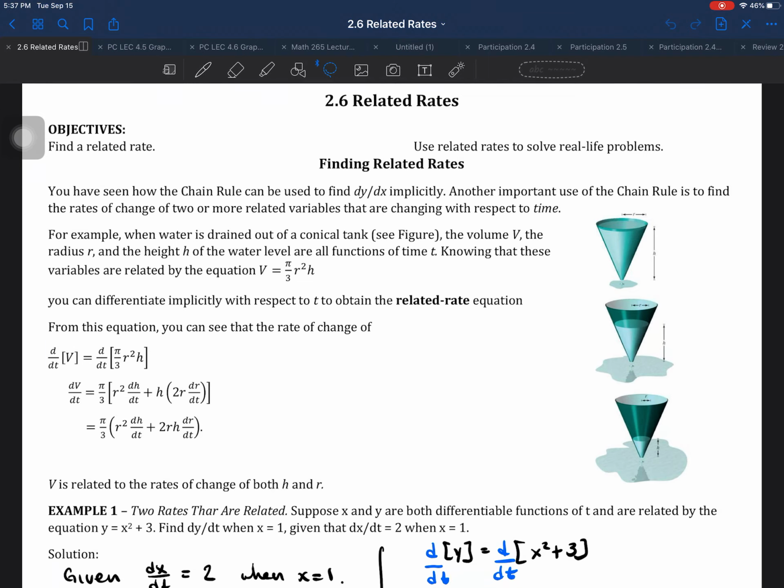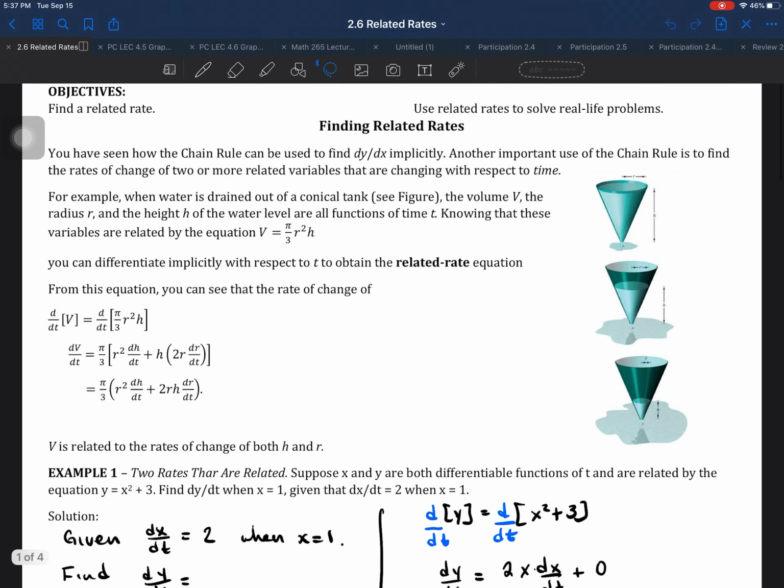to be able to find the related rate of the problem, and then using calculus you can find the solution for that and then be able to interpret the problem. So a lot of these problems have to do with chain rule and implicit differentiation, so it's important for us to master those skills from the previous sections to be able to move on to this section.